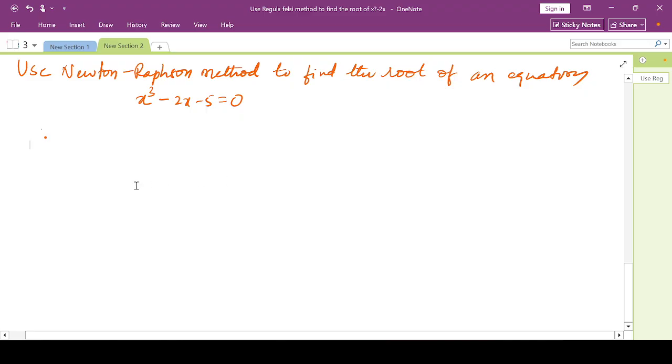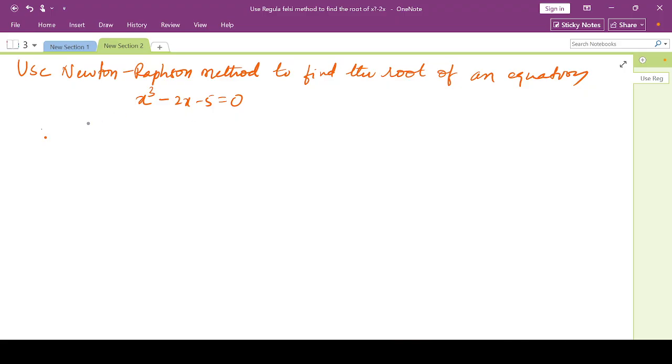In this video we are discussing an example based on the Newton-Raphson method to find the root of the equation x cube minus 2x minus 5 equal to 0. In the previous class we discussed the same example using the regula falsi method, or method of false position. If you still have not watched it, you can go and watch it.